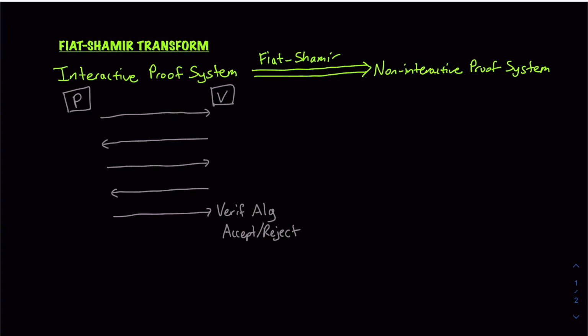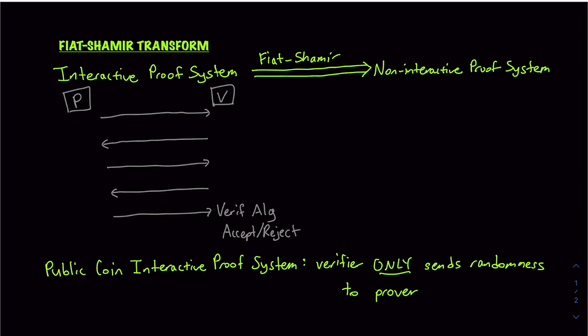This brings us to an important definition. We call a proof system a public coin interactive proof if throughout the interaction, the verifier only sends randomness to the prover. That's all they send. After the interaction is done, the verifier then runs a verification algorithm and decides whether or not to accept or reject. This is important because Fiat-Shamir only applies to proof systems with this structure.